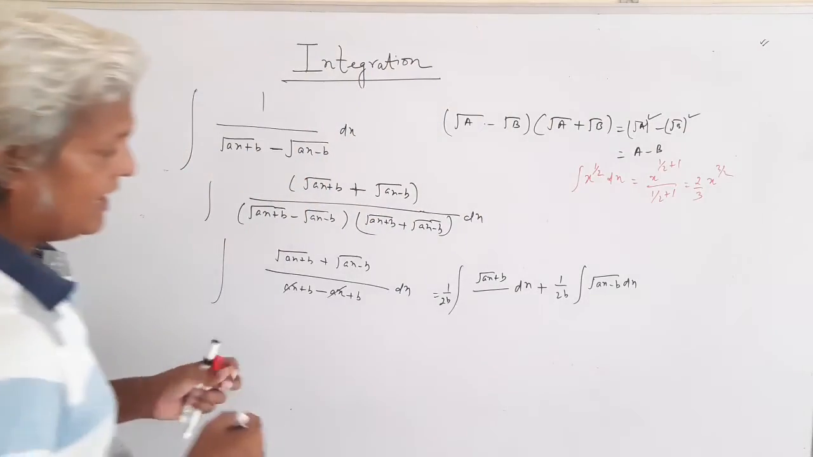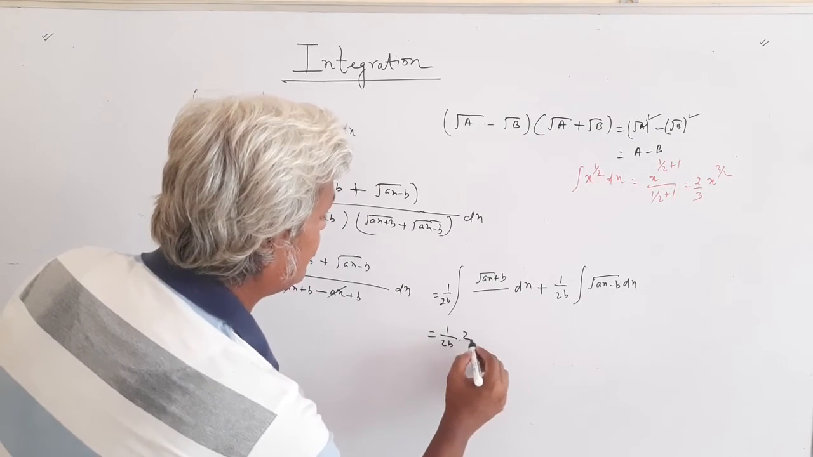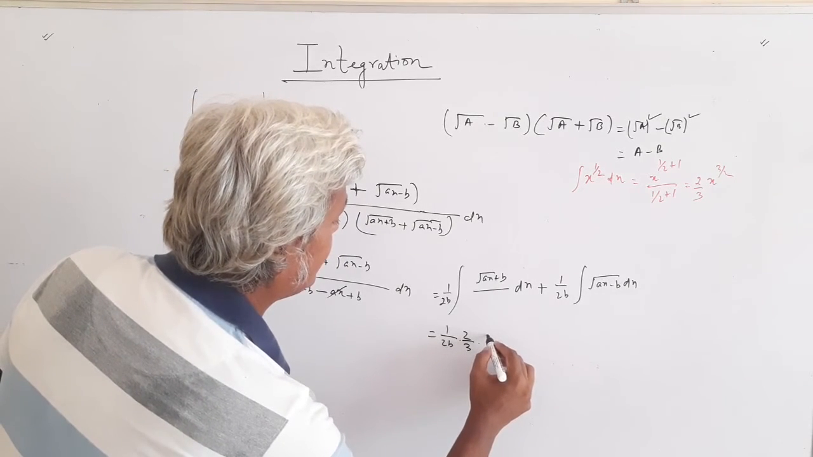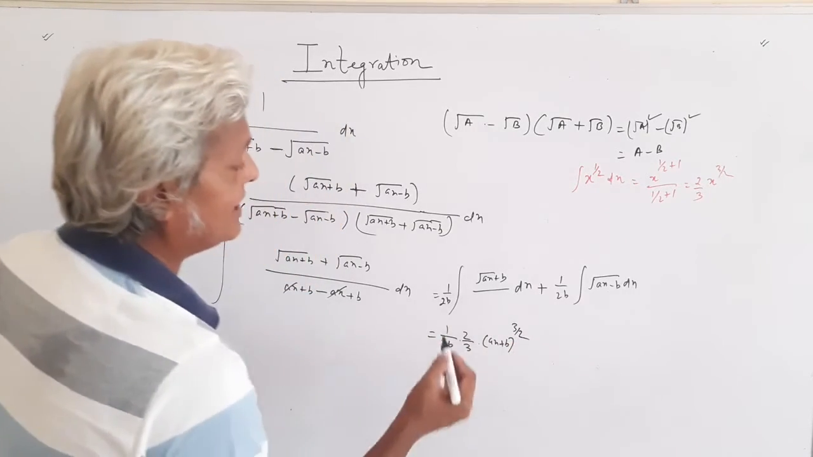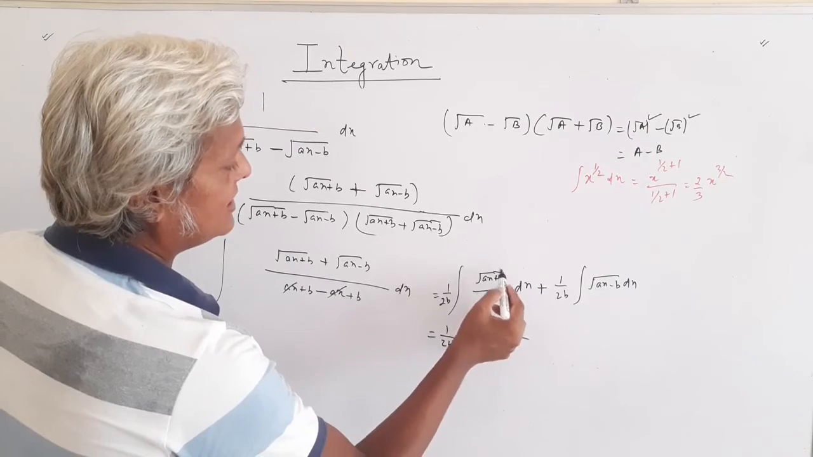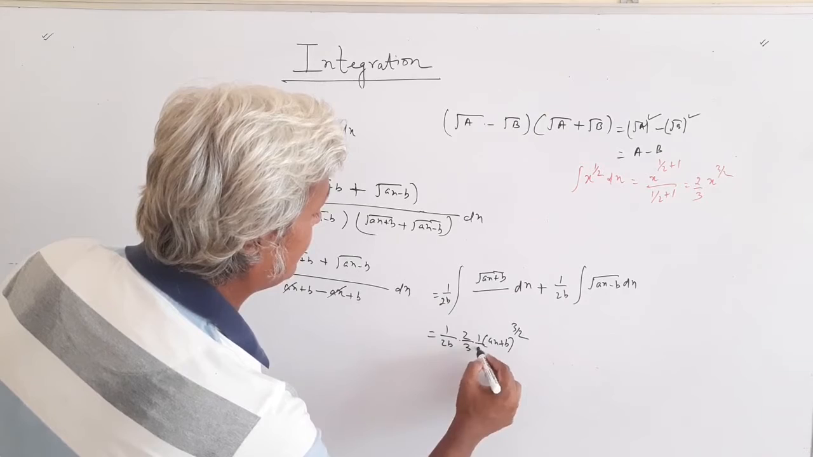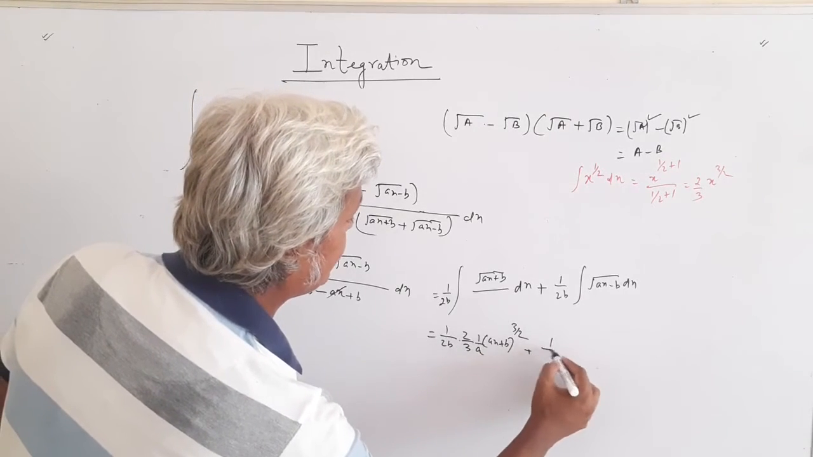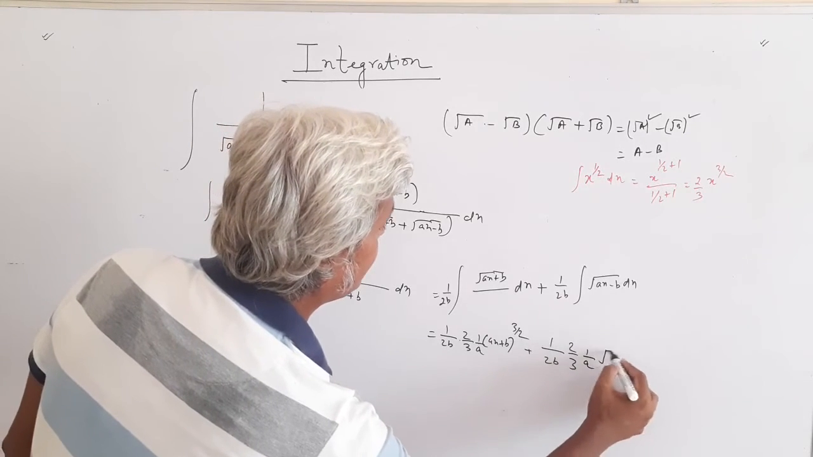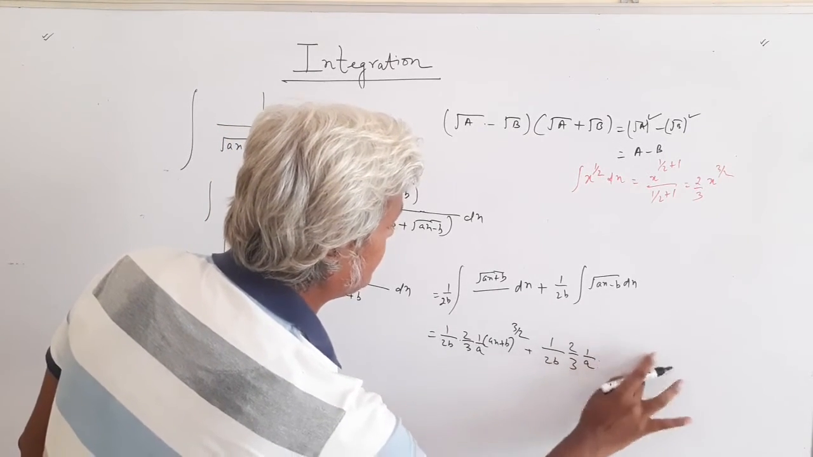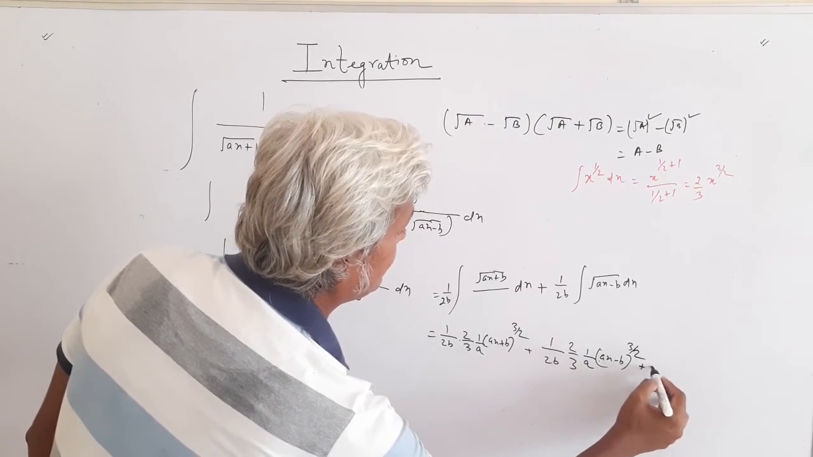So here I will write the answer directly: 1 over 2b and then 2 by 3 ax plus b whole to the power 3 by 2, and then again you have to divide the whole thing by the differentiation of ax plus b. So you get 1 by a, plus in the same way 1 upon 2b, 2 by 3, 1 upon a, and then you can write ax minus b to the power 3 by 2 plus c.